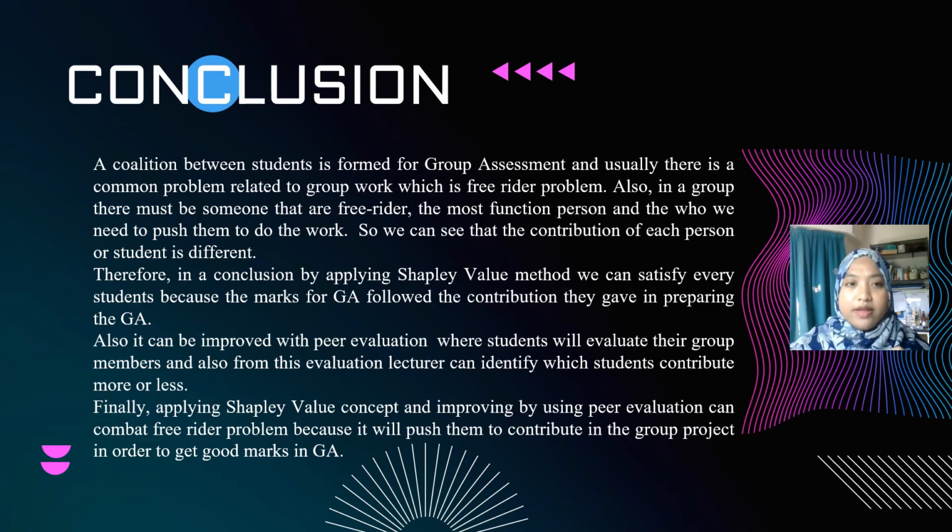It is fair, right? Also, it can be improved with peer evaluation, where students will evaluate their group members, and from this evaluation, the lecturer can identify which students contribute more or less. Finally, applying the Shapley value concept and improving it by using peer evaluation can combat free rider problems because it will push them to contribute in the group project in order to get good marks in group assessment. That's all from us. Thank you.